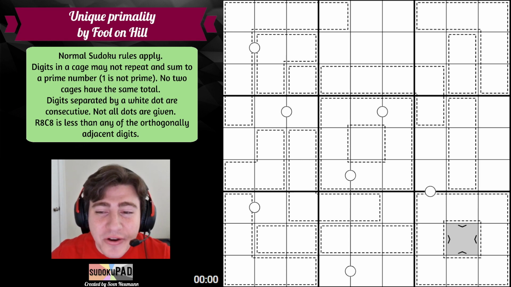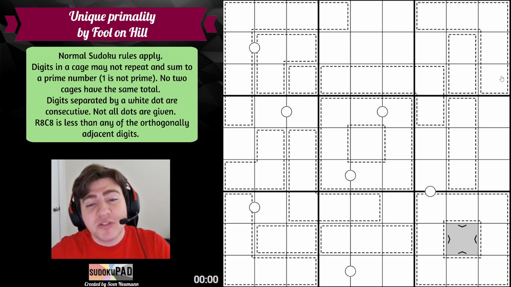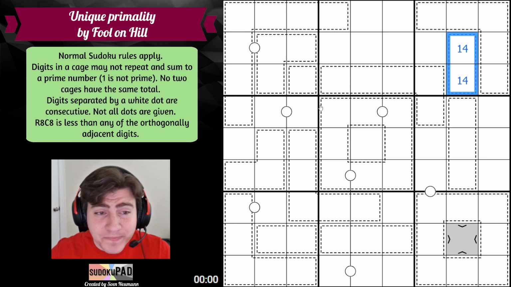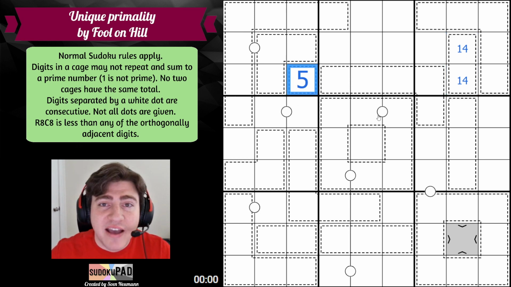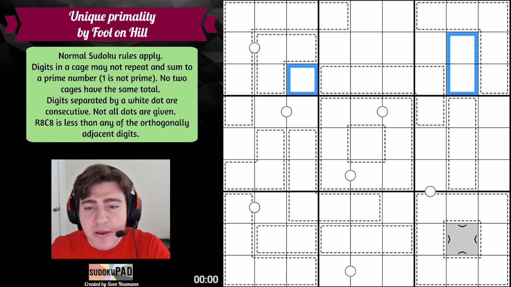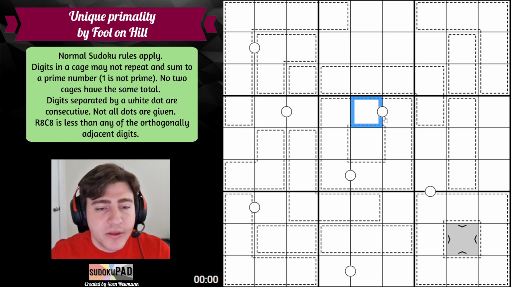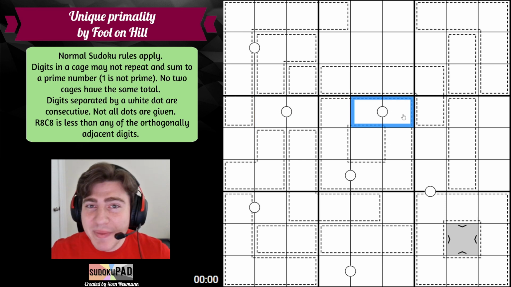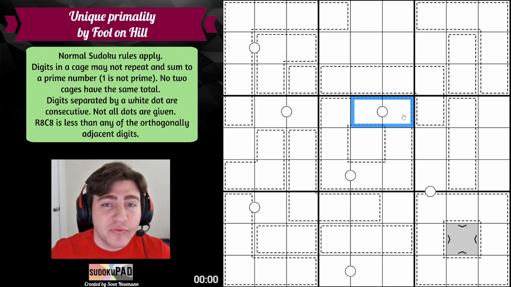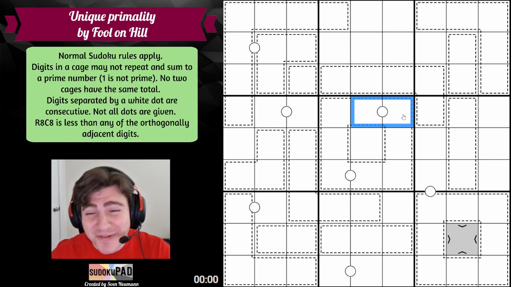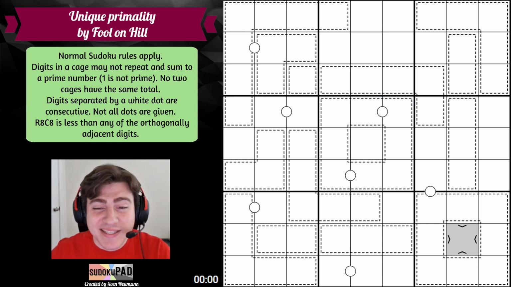Rambling aside there, no two cages have the same total says that once we identify that this is, let's say, we're using 5 as our example, if we say that this is the 5 cage, then this could not also be 5 over here because then they would have the same prime total. Then, digits separated by a white dot are consecutive. Not all dots are given. So here we have a consecutive dot. Here we have a consecutive dot. What does that actually mean? Well, consecutive just means they have a difference of 1 or they follow one after the other. So 1, 2, 2, 3, 3, 4, so on and so forth up the line are all possible consecutive pairs.